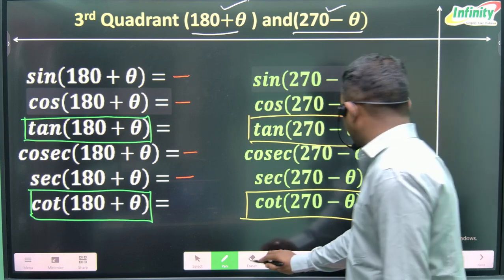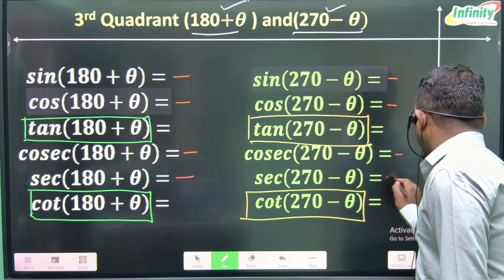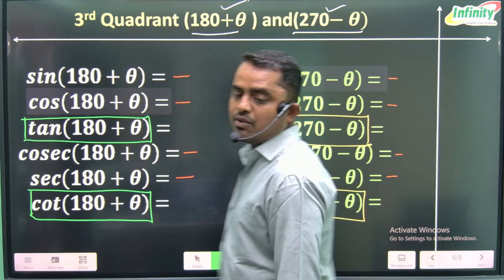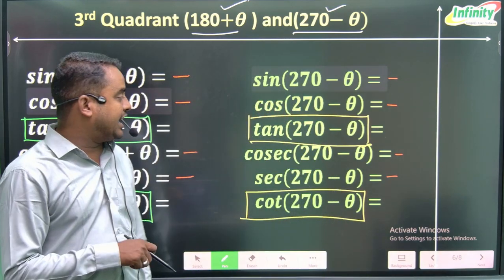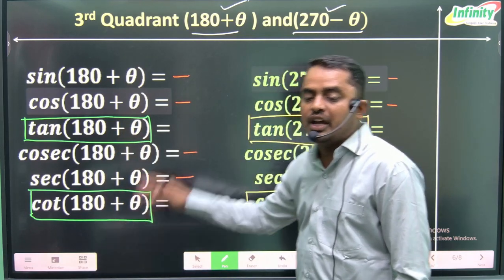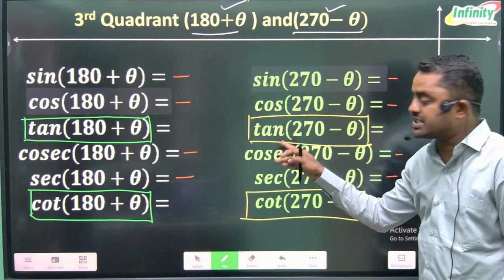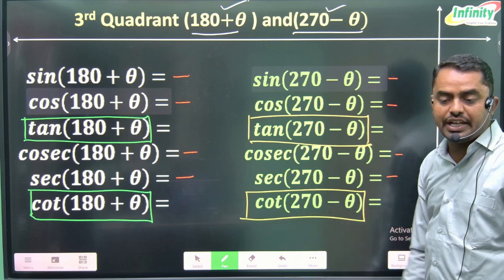Sorry, not minus sign here. Minus sign, minus sign. So remaining are what? Negative. First write the sign here. Two functions are positive, leaving these two functions tan and cot. All functions are what? Negative here. And here also for 270 minus theta, tan is positive and cot is positive.